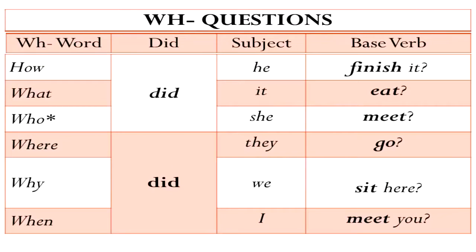How did he finish it? If you can see, finish is in base form. Whenever we use did, we must use the base form of the verb. So, how did he finish it? What did it eat? Who did she meet? Where did they go? Why did we sit here? When did I meet you?